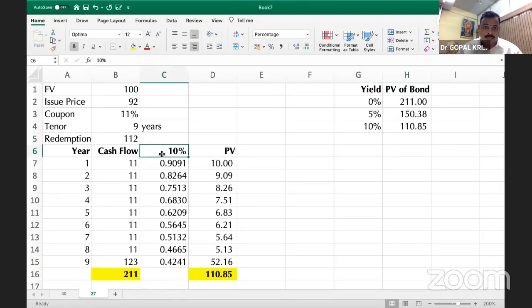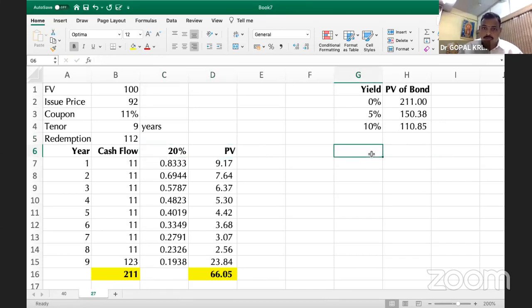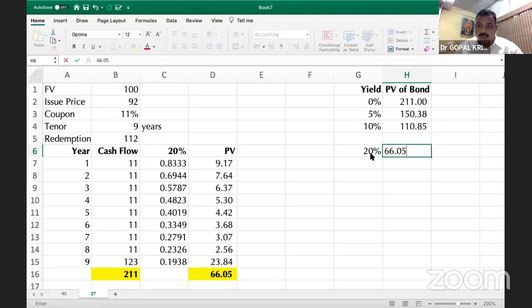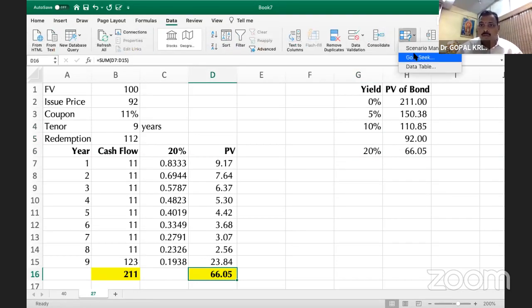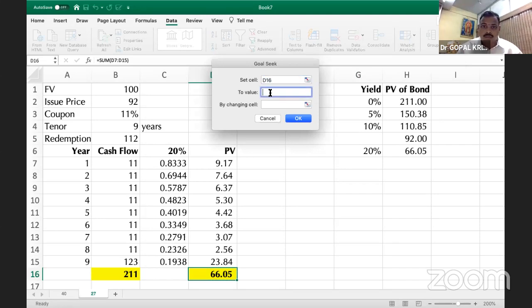For 20%, please look here. For 20%, I am getting 66.05. Naturally, my investment is 92. For 92, the return will be, yield will be between 10 and 20. So what I will do? I will go by goal seek. So hit 92 here by changing the rate of interest.